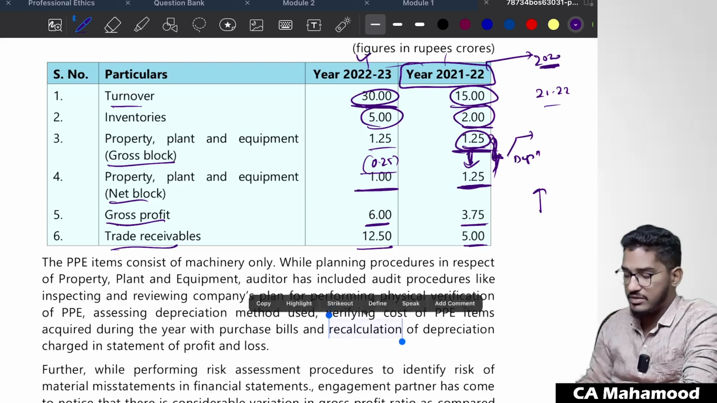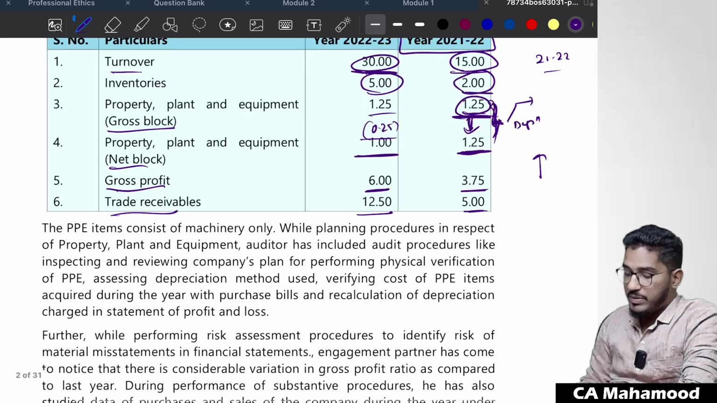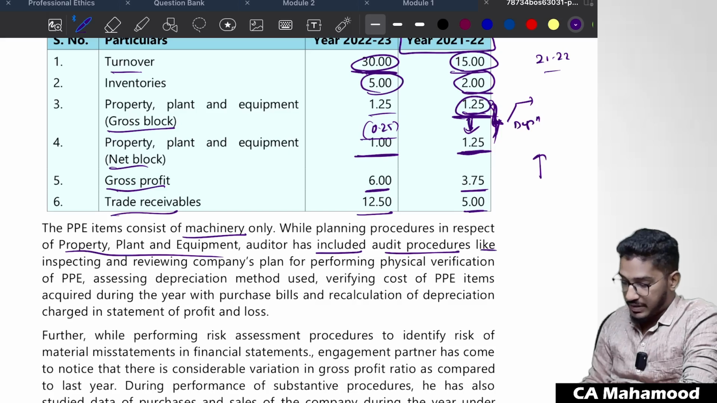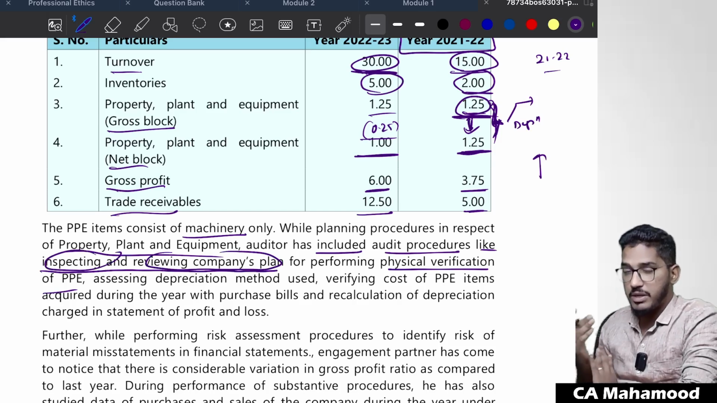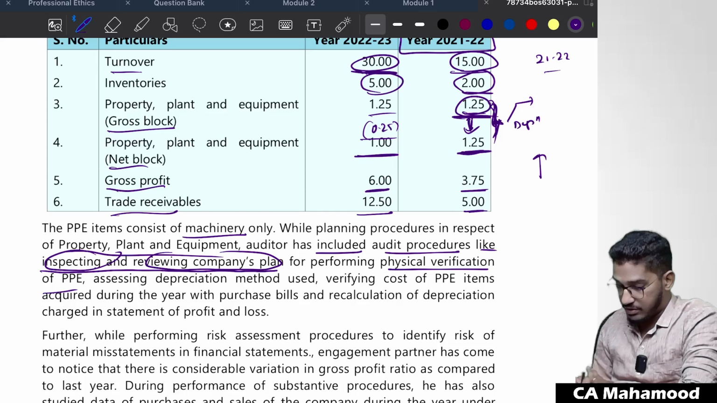We have done some sort of analysis also. Then the PPE items consist of machinery only. While planning procedures in respect of property, plant and equipment, the auditor has included audit procedures like inspecting and reviewing the company's plan for performing physical verification of the PPE. So they are telling us some procedures regarding PPE which he has done. He has done the inspection and reviewing of the company's plan for performing physical verification. So how the management is doing physical verification of PPE, that he understood.